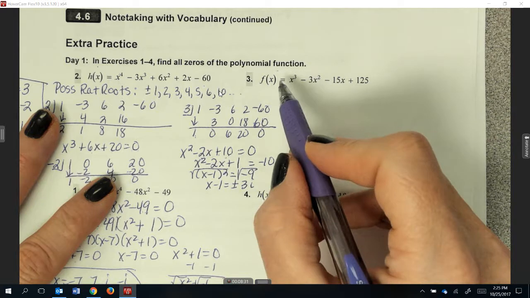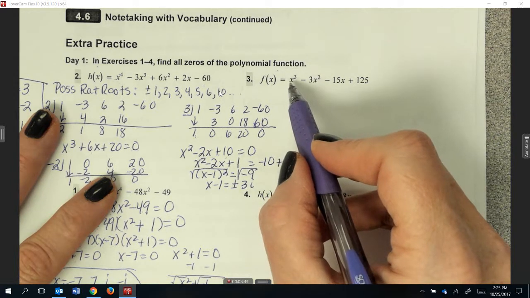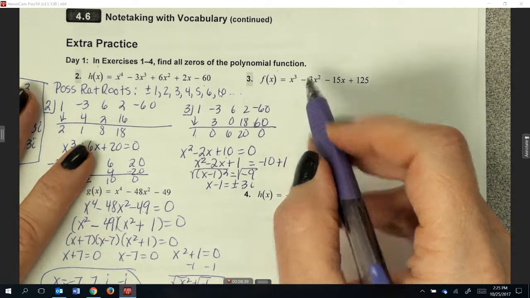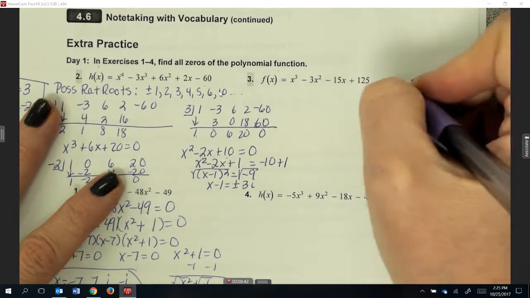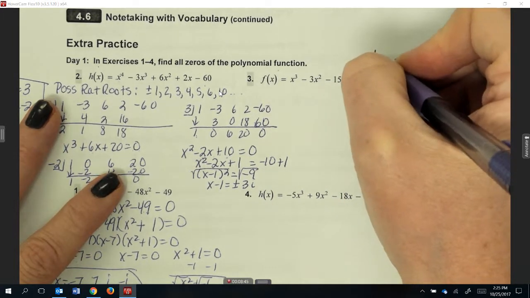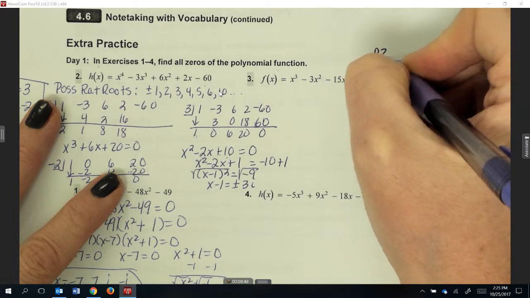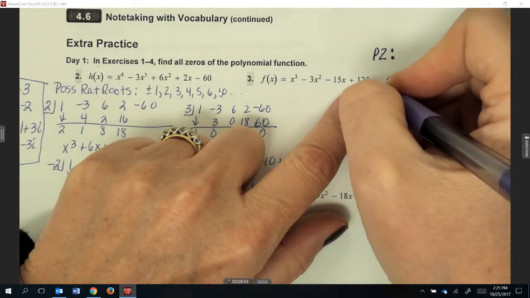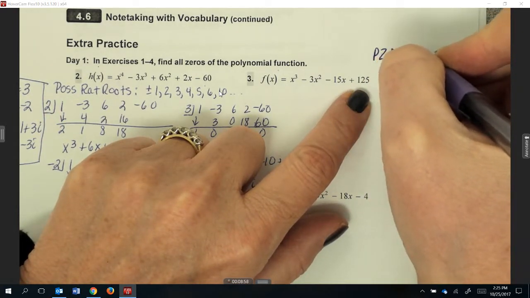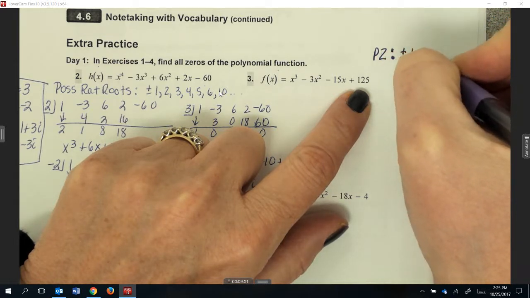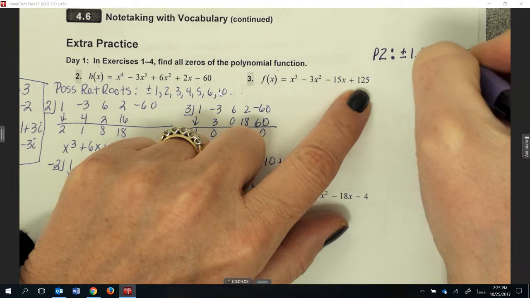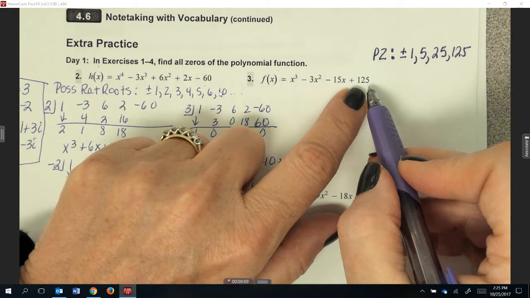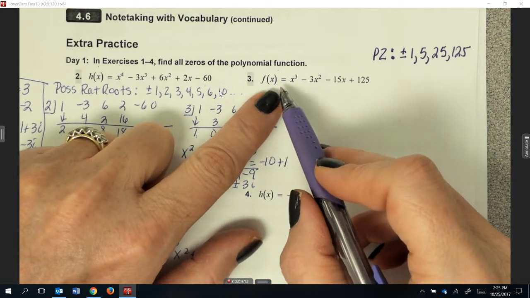All right. So the first thing, if I'm going to find my zeros, is I'm going to look at, can I factor this? Can I factor it? I cannot. All right. So now what I'm going to look at are my possible zeros. Real zeros, actually. I should put PRZ. So I have to do my factors of 125, which would be plus or minus 1. What else? 5, 25, and 125. Is that it? I think so. Divided by 1. That's not going to change anything.